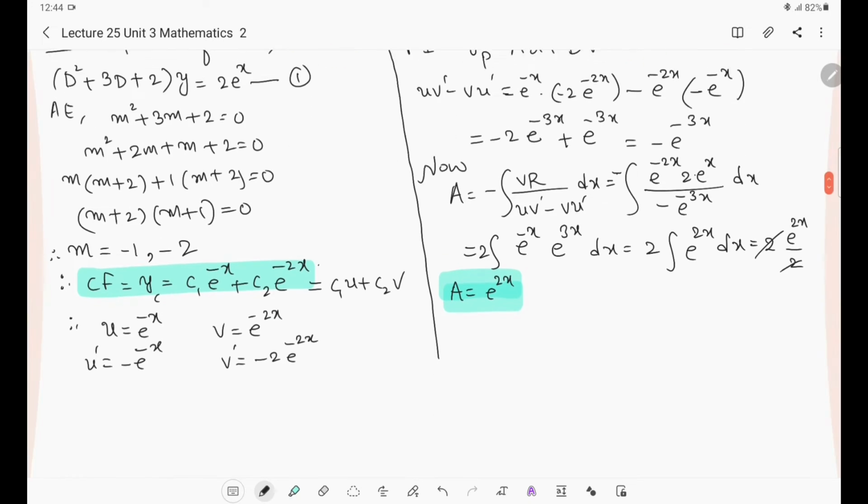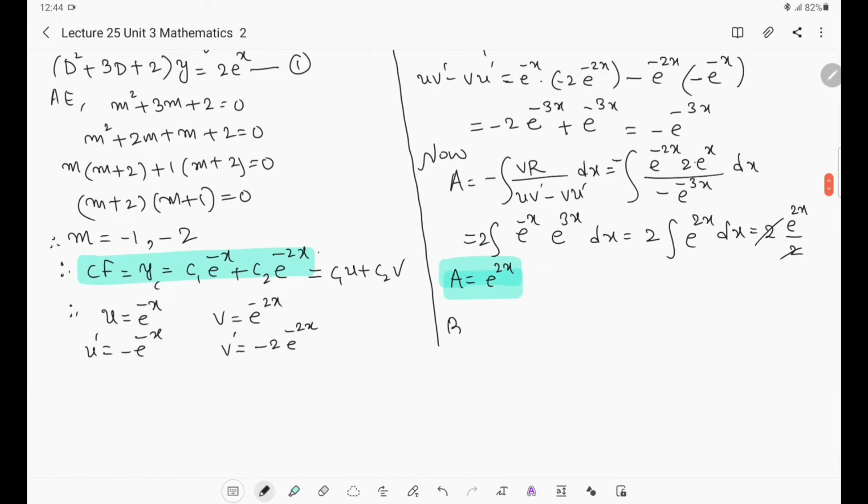Now let us find b. What is b now? So b equals, the formula is integral u r by u v dash minus v u dash into dx, which is equal to integral, what is u?